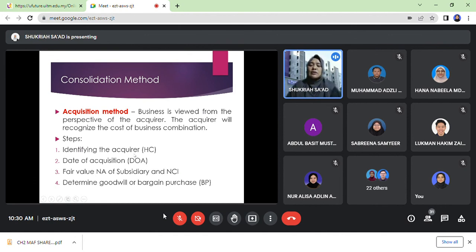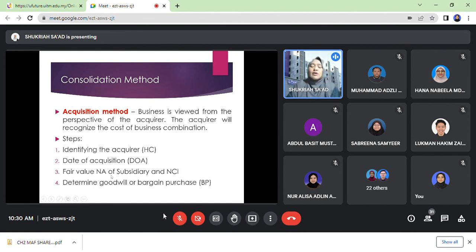Okay, so acquirer maknanya you have to determine who is the HC, holding company, date of acquisition, short form dia lah DOA. Kan, nanti kalau saya sebut doa, you offer angkat tangan baca doa. Bukan macam tu ya. DOA means date of acquisition. Nanti kita ada lagi DOD, date of disposal. Okay, so slowly lah kita discuss satu-satu.